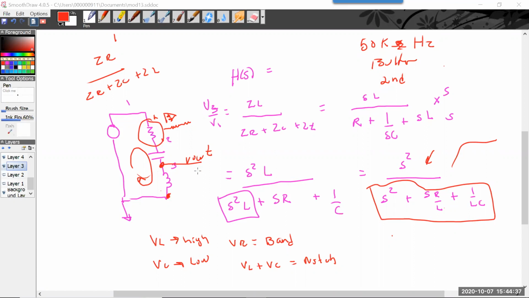But the reason why we can get complex poles is we have two different kinds of energy storage. One stores charge, and one stores what? The movement of charge. Potential energy versus kinetic energy.